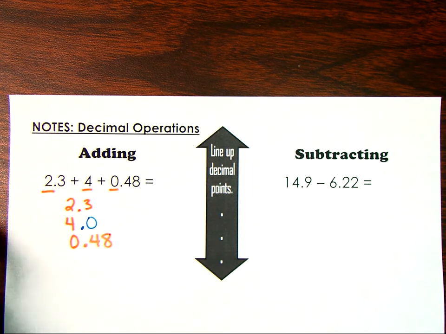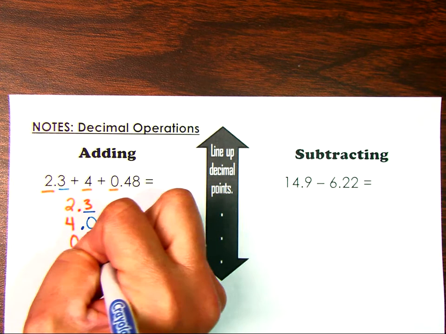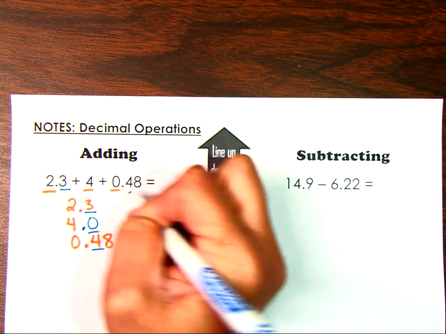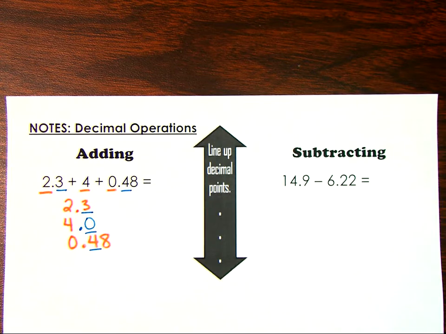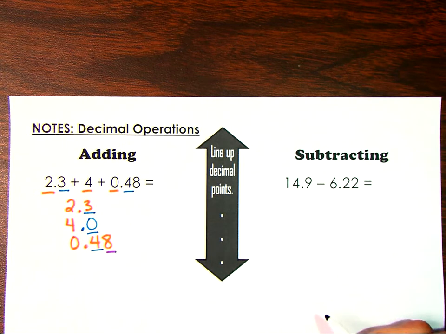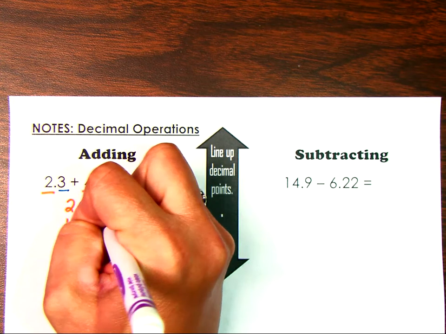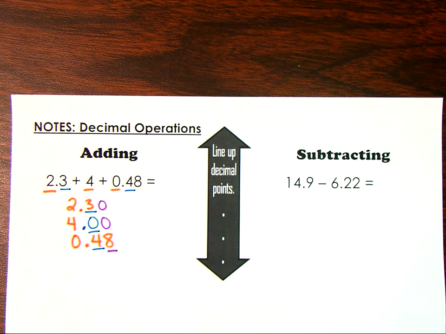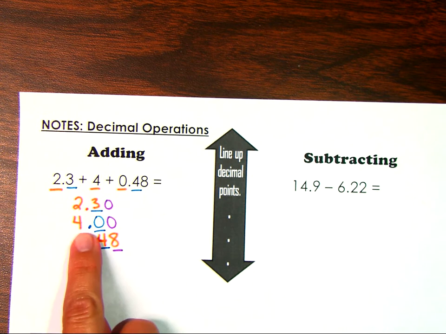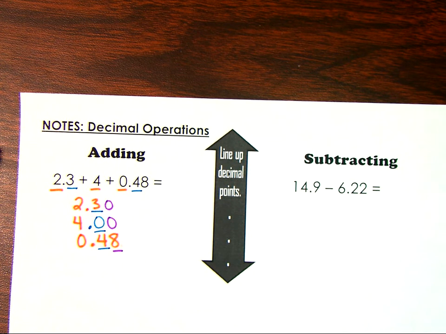So here we can see we have a 3 in the tenths place, now a 0 in the tenths place, and a 4 in the tenths place. And that last number we have is an 8 in the hundredths place. If we don't have a number in the hundredths place for the other numbers, we can just add a 0. 2 30/100 is the same thing as 2 3/10. 4 0/100 is the same as 4, or 4 0/10, and then that one already has the hundredths.